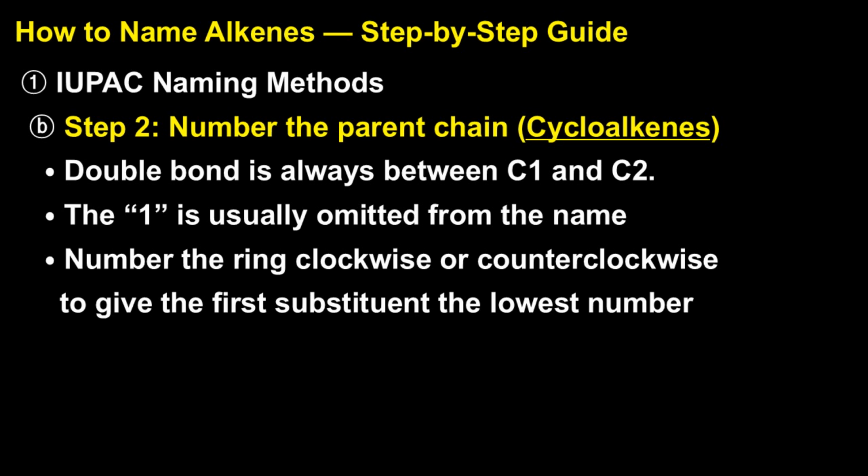Now let's talk about cycloalkenes, alkenes that form a ring. Here's the key rule. The double bond is always between carbon 1 and 2. That part never changes. So most of the time, we don't even bother writing the one in the name. But we still have to number the rest of the ring. And just like before, we go in the direction that gives the first substituent the lowest possible number. So even though the double bond is fixed, we still think carefully about how we number everything else.